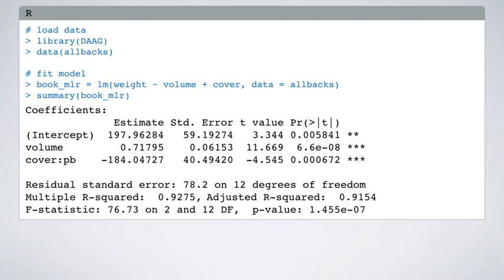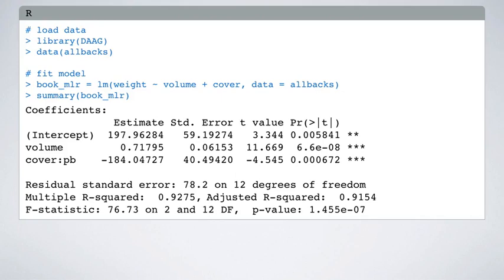Also at the bottom of this regression output, we can see our multiple R squared to be 92.75%. That means 92.75% of the variability of weight of books can be explained by the volume and cover type. This is a pretty high R squared, but we would expect that to be the case because what else could the weight of a book depend on? Perhaps the paper type, and maybe something like that makes up the remainder, about 7% of the unexplained variability.